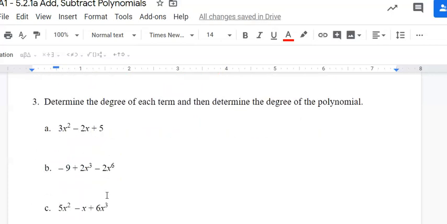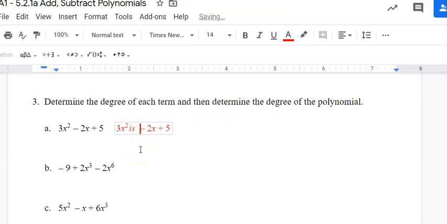Okay, the next part, 3, says determine the degree of each term and then the degree of the polynomial. So I'm going to copy this over. I'm not going to mess this up. Just copy the whole thing over. I'm going to color it red so I can keep it straight. All right, so my 3x squared is degree 2, and I'll put a comma because the x squared has an exponent of 2. The minus 2x is degree 1.